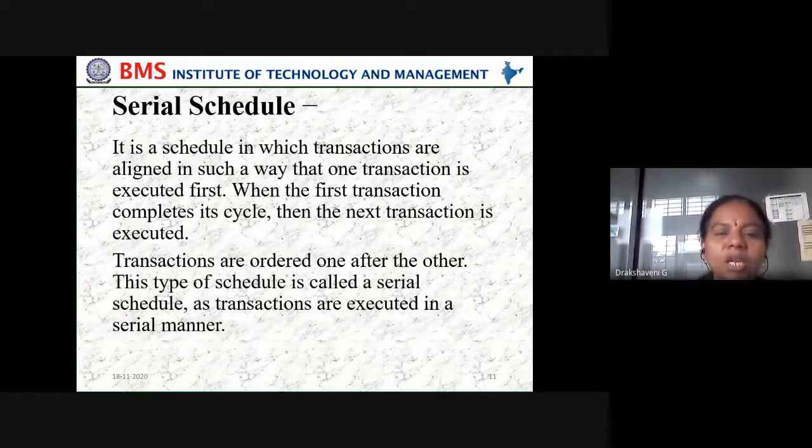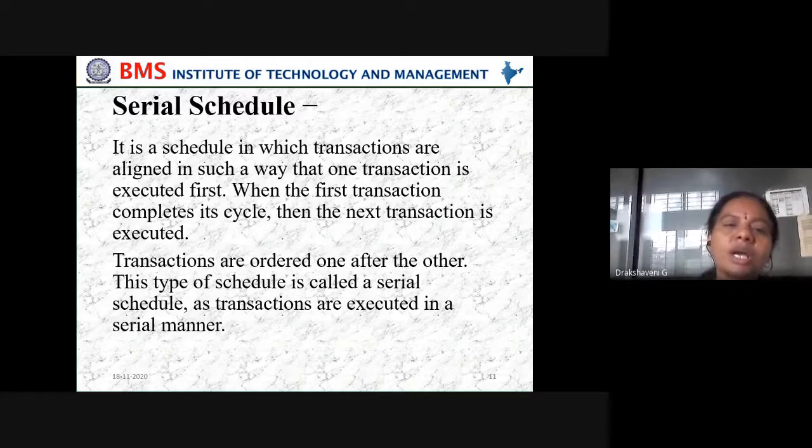It is a schedule in which transactions are aligned in such a way that one transaction is executed first. When the first transaction completes its cycle, then the next transaction is executed. So that's what it is: a schedule in which transactions are aligned in such a way that one transaction is executed first. When the first transaction completes its cycle, then the next transaction is executed.